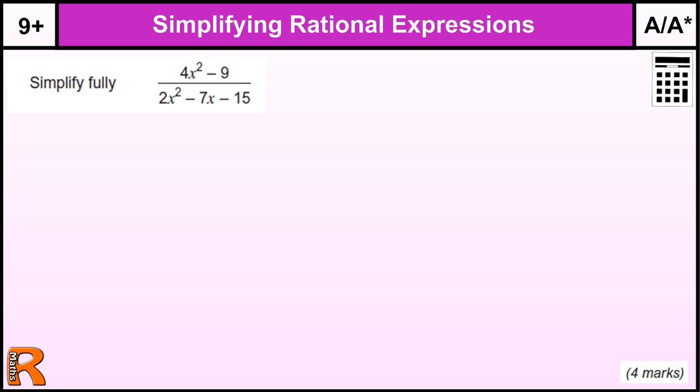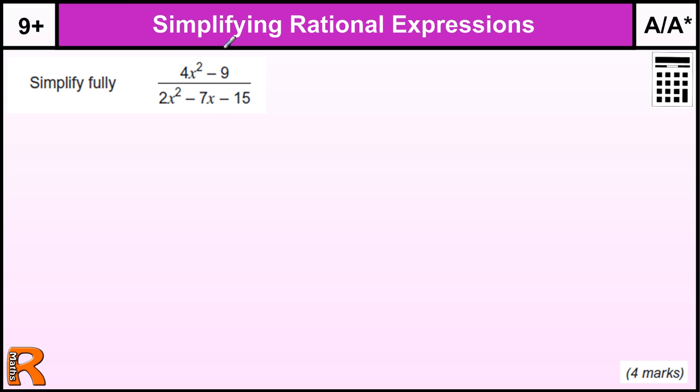Simplifying rational expressions. So we've got an expression here with a quadratic on the top and a quadratic on the bottom. So we're going to try and simplify that. It's a grade A/A star question, quite a tricky one because the top's not nice, the bottom's not the easiest quadratic to factorise. So what we're trying to do is to get some brackets on here that we have the same on the top and the bottom, which we can cancel.